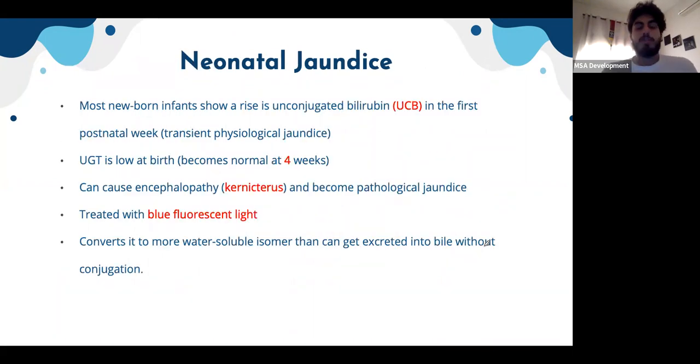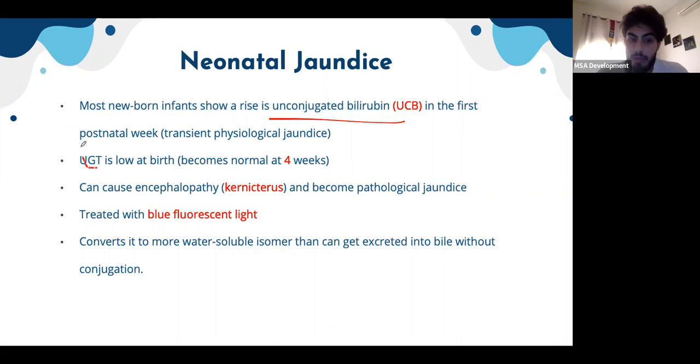First of all, a lot of newborns do get a rise of unconjugated bilirubin. They get that increase in the first week, and that is normal. It's called transient physiological jaundice. That is because their UGT, which we said is the enzyme that gives you conjugated bilirubin, is low at birth. It usually becomes normal at 4 weeks. I think the percentage is 80%, so 80% of newborn infants go through that, and that is called physiological jaundice.